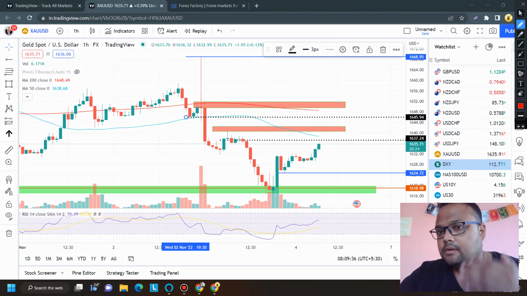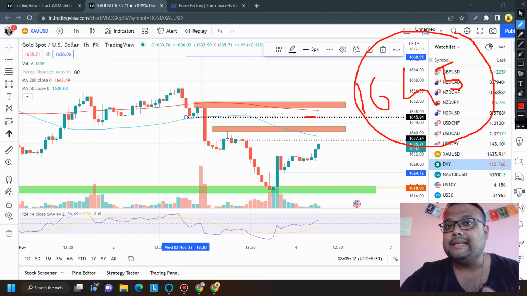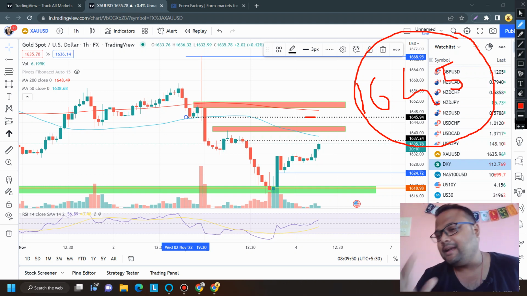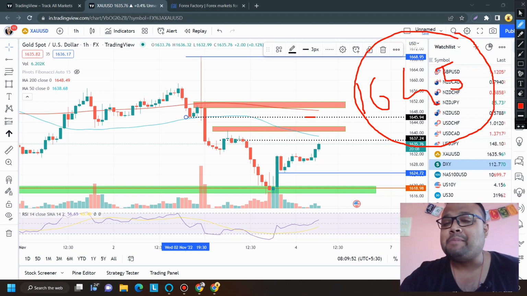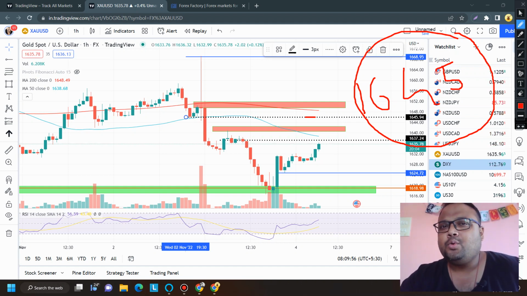So 1645 can be one minor level where you can expect the market to reverse, but these levels will not work during the news or before the news. If the market remains slow, if the market remains dull, then only you can expect the market to reverse, and you can expect a profit of 30 to 35 pips only. 1640 to 45 is a minor resistance.